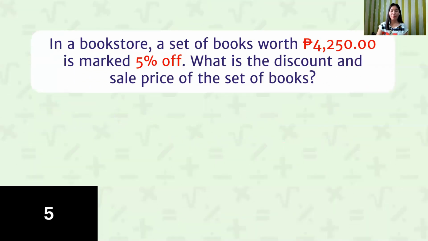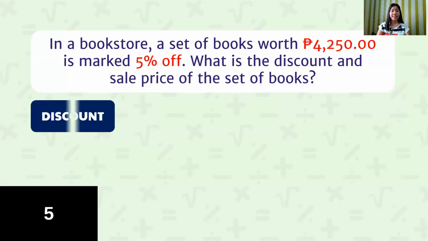Last word problem. In a bookstore, a set of books worth 4,250 pesos is marked 5% off. What is the discount and the sale price of the set of books? First, look for the discount. 1 minute for this one. Your timer starts now.